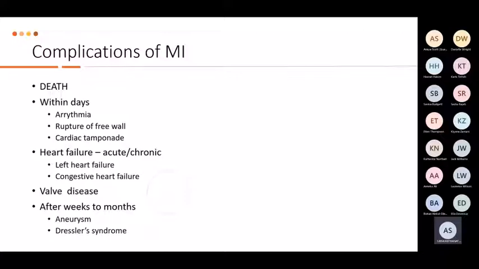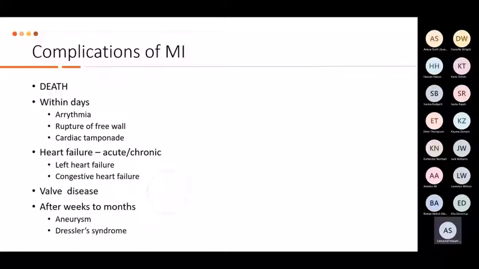Just in terms of timeline, within a few days you can get arrhythmias, you can end up with a free wall rupture because you've got all this ischemic tissue, some scar tissue starting to form as well, and the tissue itself is quite variable, and cardiac tamponade as well. And you can also get this other thing called Dressler's syndrome, where you get inflammation of the lining of the heart as well.